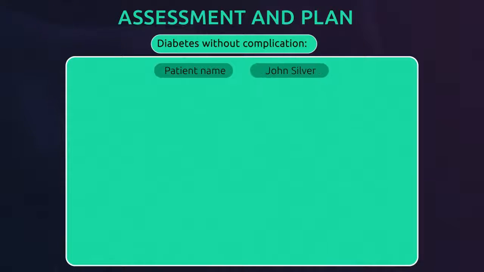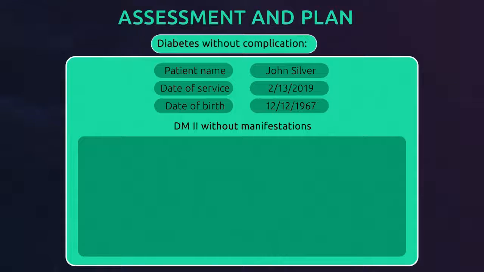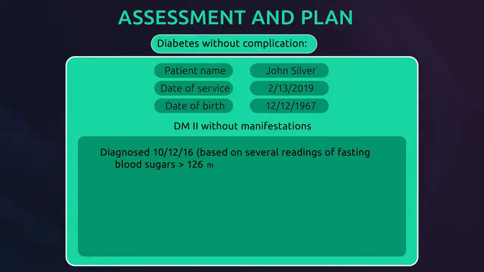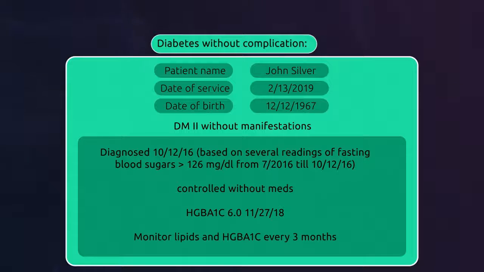Patient name, John Silver. Date of service, February 13, 2019. Date of birth, December 12, 1967. DM2 without manifestations. Diagnosed on October 12, 2016, based on several readings of fasting blood sugars greater than 126 milligrams per deciliter based on July 2016 till October 2016 labs. Controlled without meds. HbA1c 6.0 on November 27, 2018. Monitor lipids with HbA1c 6.0 every 3 months.